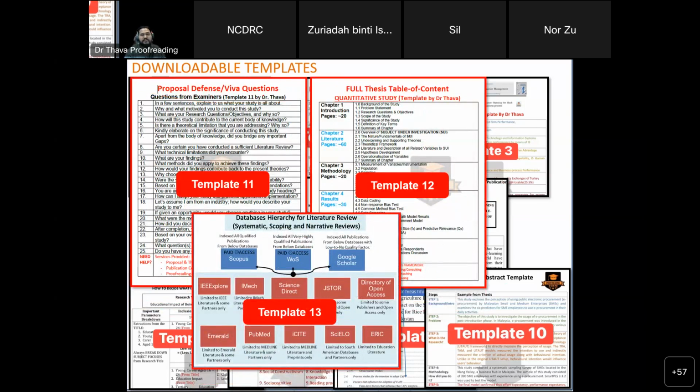When we coach students before they go for proposal defense or Viva, when they come back, we normally ask them what questions they were actually asked. Based on that, we have already listed some of it here. Not all of it, we couldn't manage to get all of it because every subject is different, but some of the important ones are here. And then the full thesis table of content is here. If you want to design a full thesis before you see a supervisor and you don't know what to have in your content, this is a very good example for you. And also the databases hierarchy, so which literature databases to use. We'll be looking at this today as well.